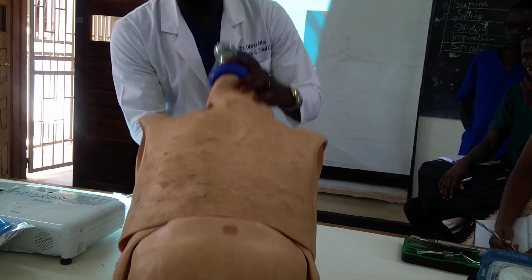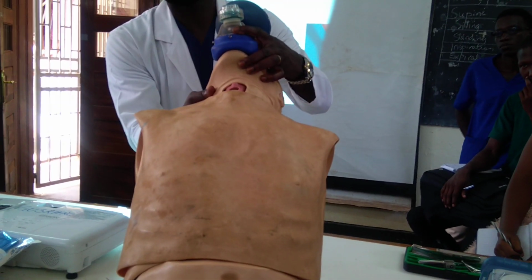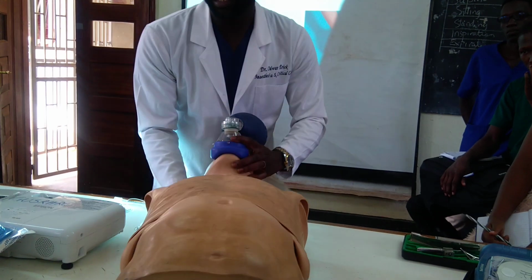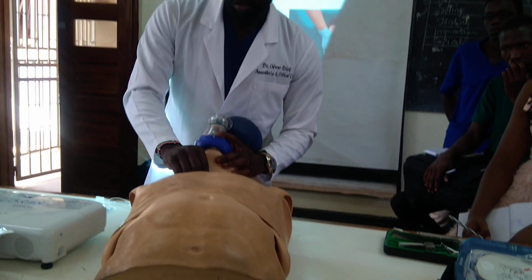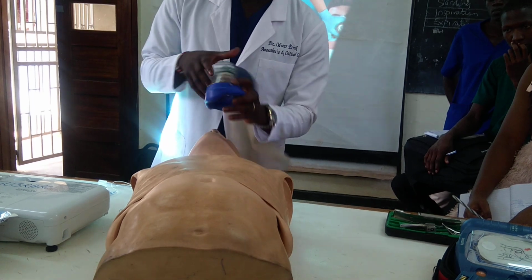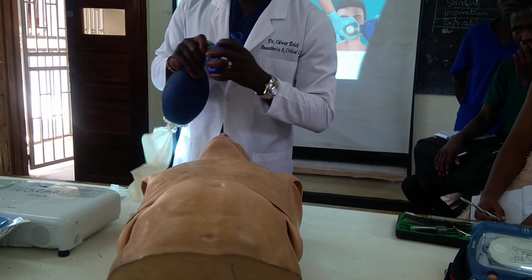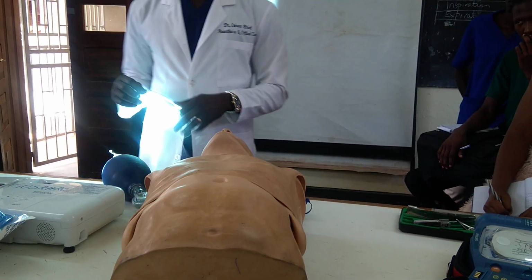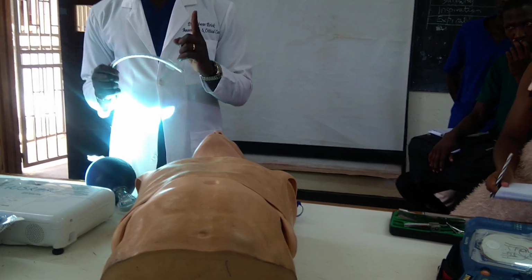Now remember, I have a hole here. That's the source of leak. If you have a tracheostomy like that, you would rather use a tracheostomy tube. Put it here and ventilate the patient through there. Now you don't need the mask in that way. Remove the mask and put. I told you we normally improvise this for tracheostomy tubes.